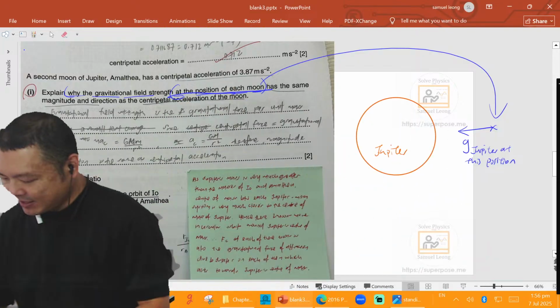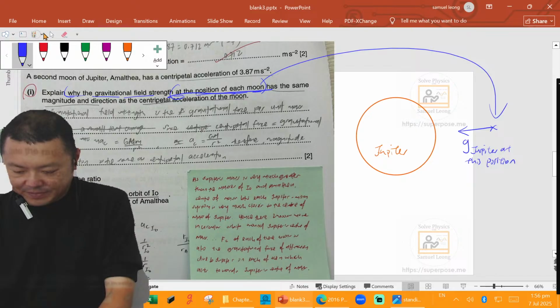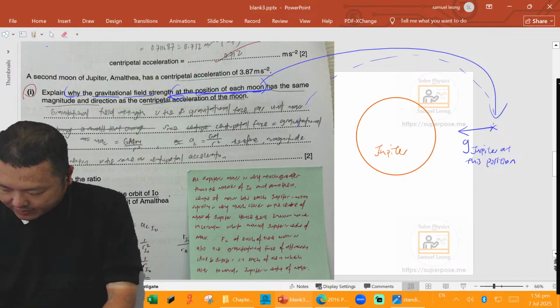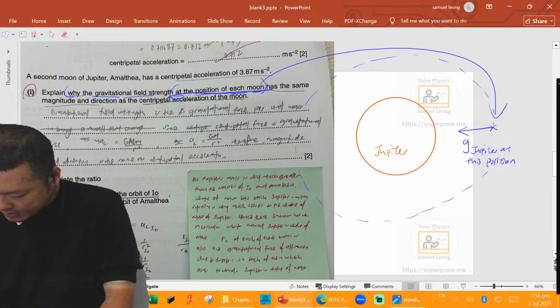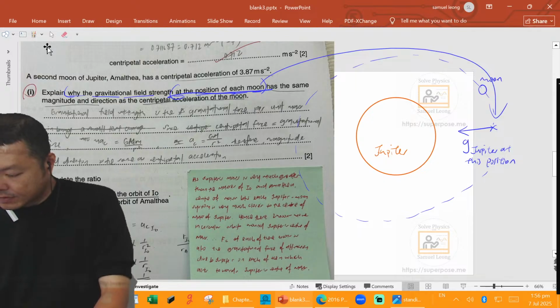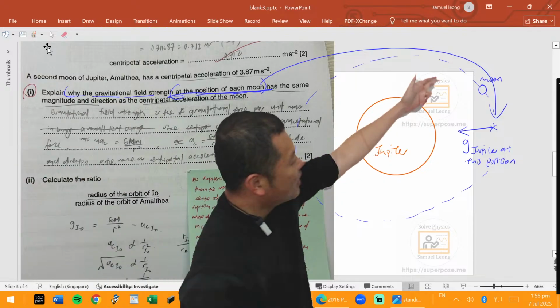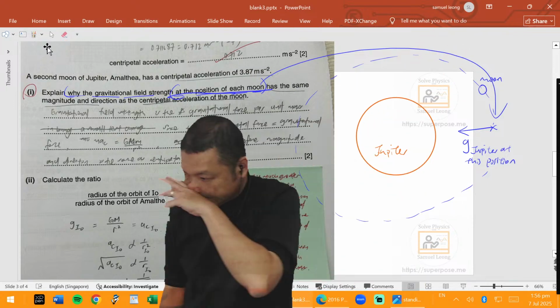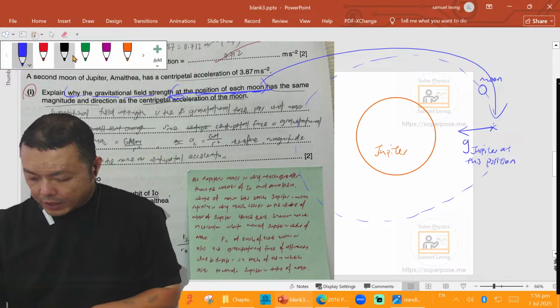They are asking you why this G equals the centripetal acceleration that the moon experiences. So let's bring back the moon again. We know that the moon orbits around Jupiter, right? Let's say I just draw it slightly to the side here like this. This is the moon. So does the moon experience centripetal acceleration? How do you know?